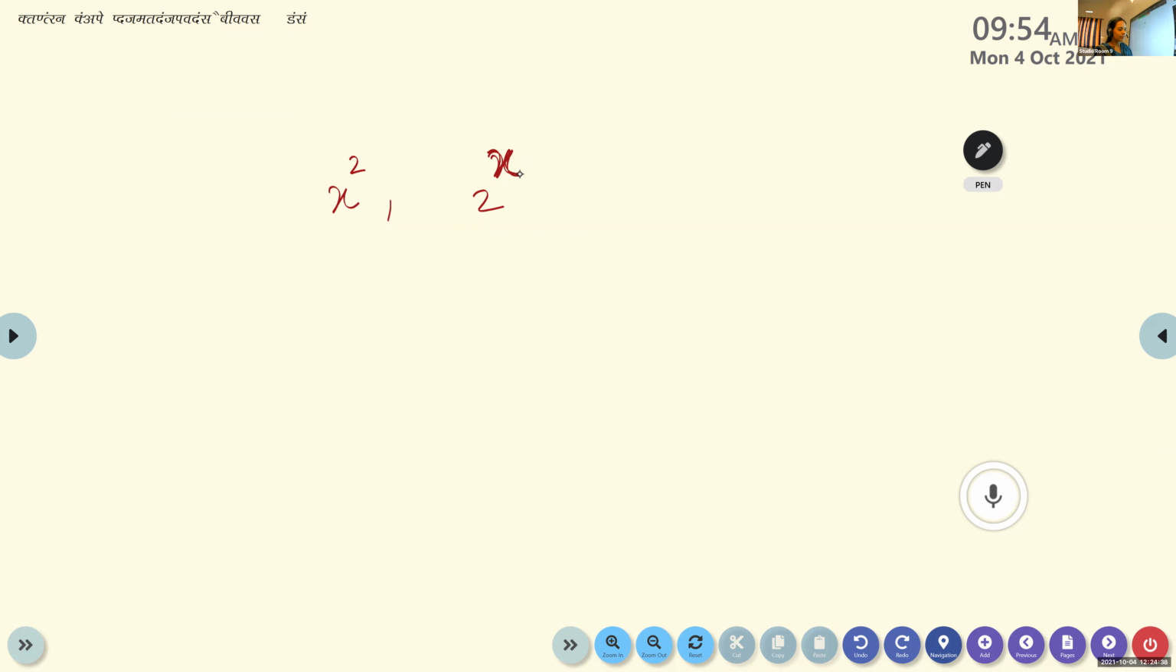Anila Mohanan, what is the derivative of x square? Is it 2x? It is 2x. What about derivative of 2 raised to x?